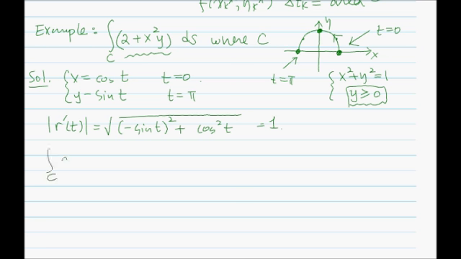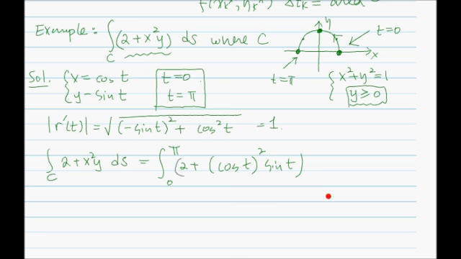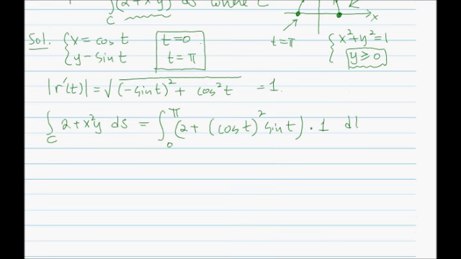So let's go to the integral. The line integral of 2 plus x squared y ds is equal to this one-variable integral from 0 to pi. Those are the beginning and terminal values of the parameter, and x and y are replaced by cosine t and sine t, so it's cosine squared t times sine t. That's the f of x, y part in terms of t. Then we multiply by the Jacobian, which is 1, so it becomes just dt.